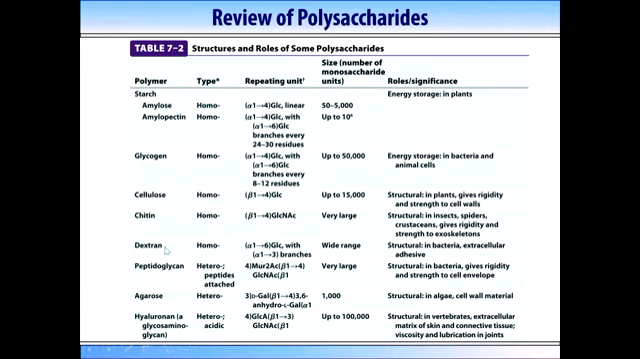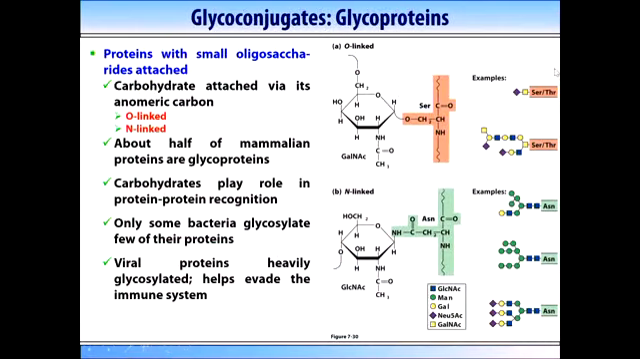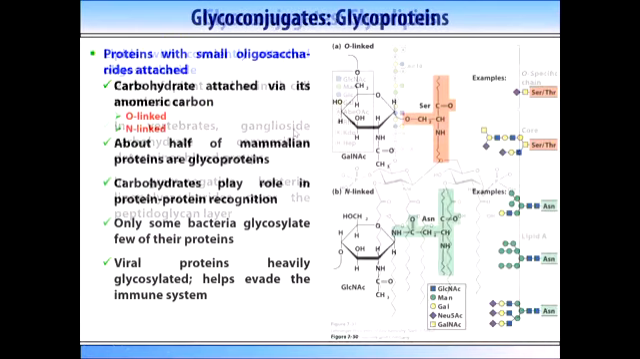Dextrans are bacterial and yeast polysaccharides. I would like you to remember mainly starch and glycogen. Of course, if you know the formula of glucose, you can easily draw the formula of either starch or glycogen, but that is not the point. The point is to know what the glycosidic bonds are between the individual elements of these polymers. Okay, we have a couple more slides to go.